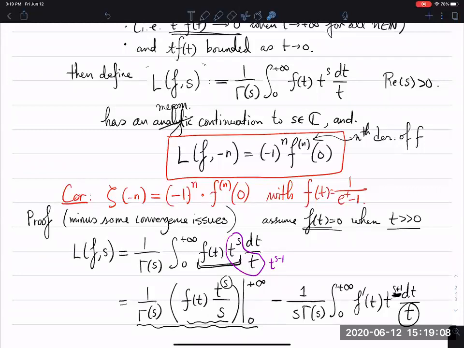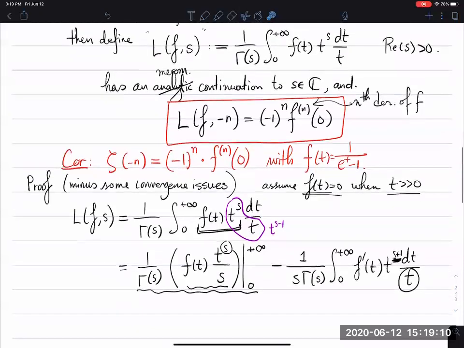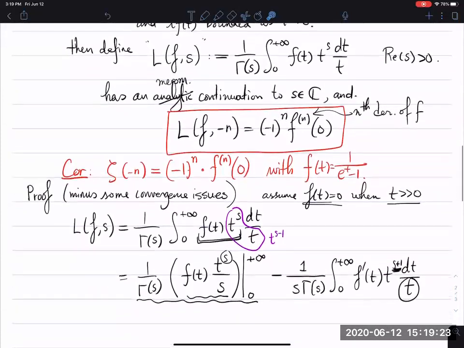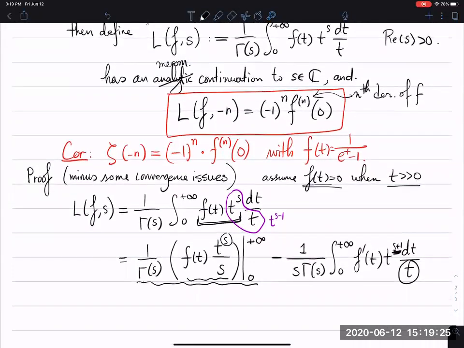later on I'm going to take my s to be negative numbers somehow. Sorry, I still want the real part of s to be greater than or equal to 0. So therefore, this is 0.